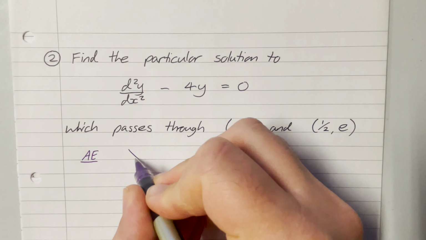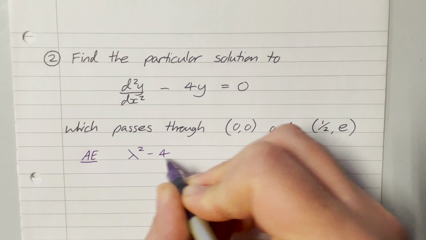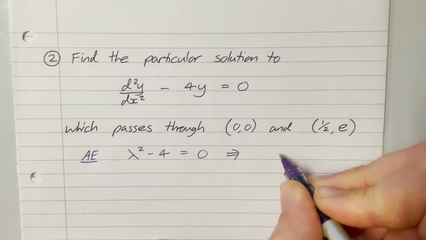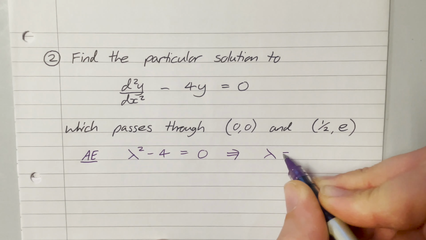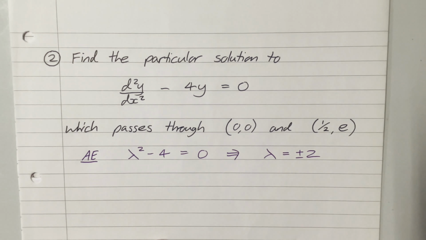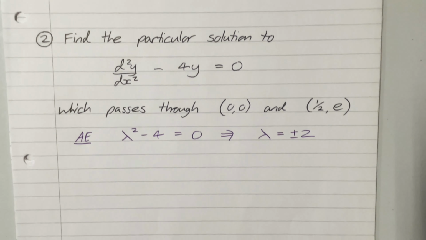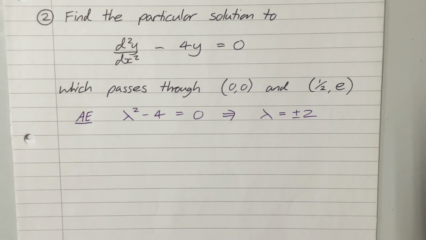The auxiliary equation is going to be lambda squared minus 4 equal to 0, so that gives me two solutions. Lambda is plus or minus 2. Now, I know that we could use sinh and cosh at this point, but we're not going to for this course, just because I'm focusing on what is expected in the MEI further maths course, and you wouldn't be expected to do sinh and cosh at this point. We're just going to do e's.